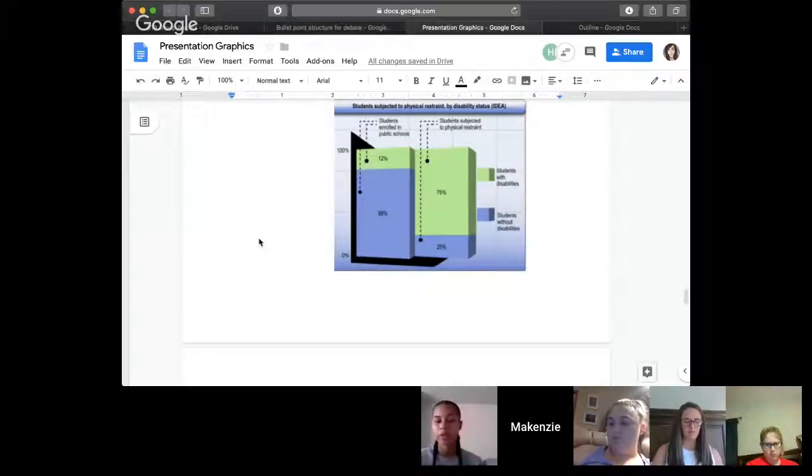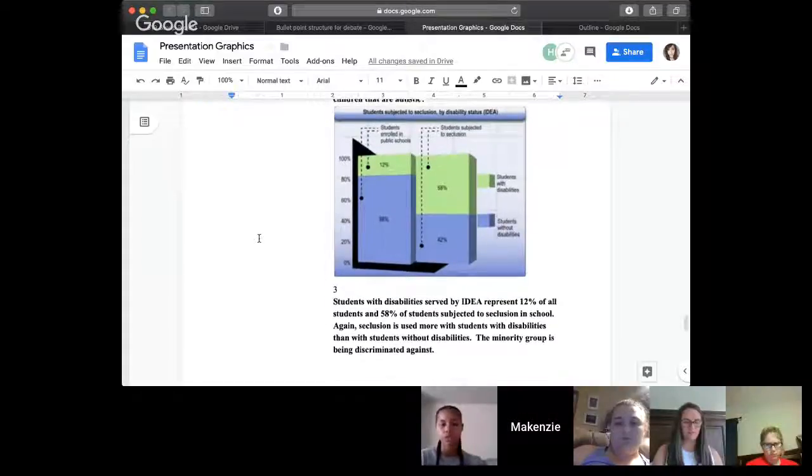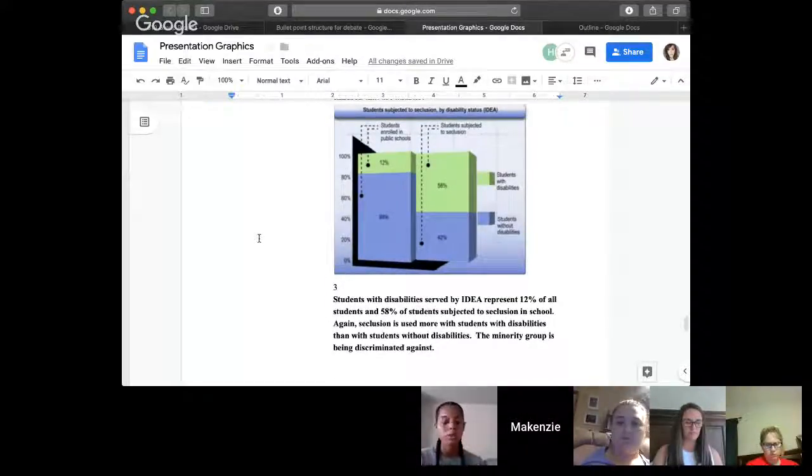The next graph will focus more on seclusion, students who are subjected to seclusion. Students with disabilities served by the IDEA represent 12% of all students and 58% of students subjected to seclusion in school. Again, seclusion is used more with students with disabilities than with students without disabilities, and the minority group is being discriminated against.